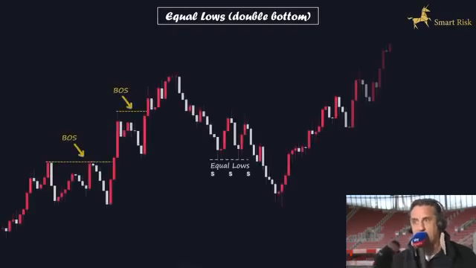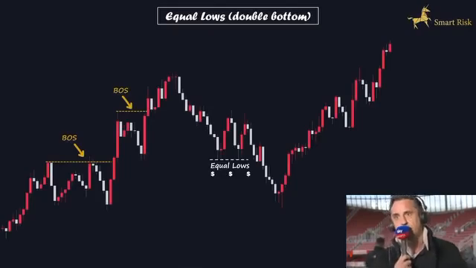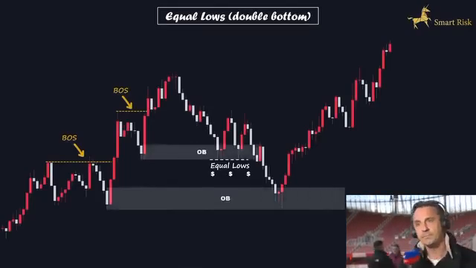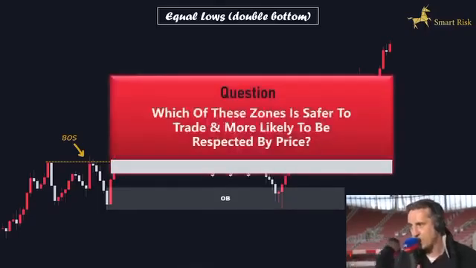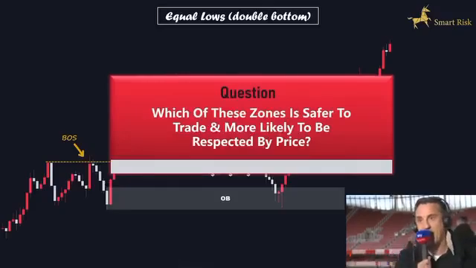Here we have an uptrend where price has formed bullish breaks of structure. Within this context, we can identify these two potential demand areas where the price could potentially reverse and continue its bullish trend. However, the key question is, how can we determine which of these zones is safer to trade and more likely to be respected by price?